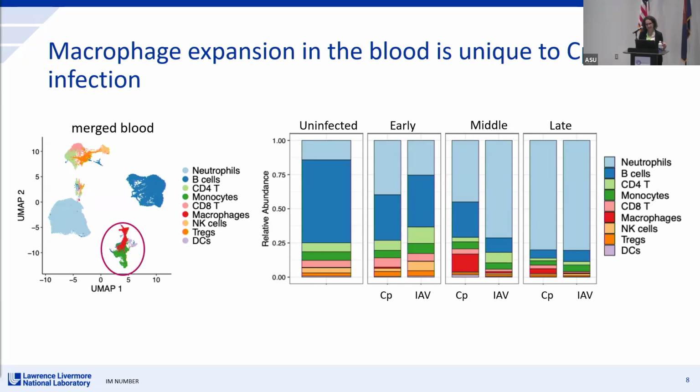But again, I want to highlight the monocyte macrophage cells here, because if you look particularly at this middle time point, we also see a pretty substantial expansion of a macrophage population within the blood of cocci-infected animals that you don't see in the influenza-infected animals.